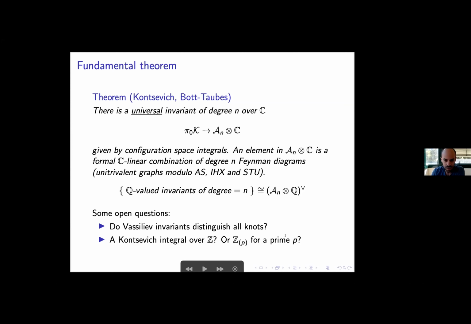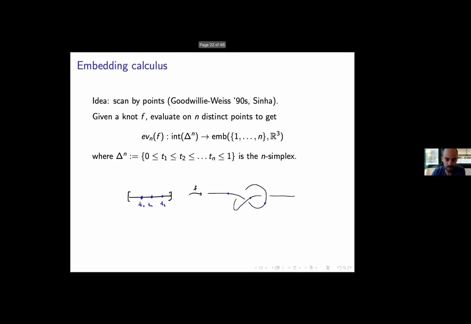Okay, so you would first need an integral, like a candidate integral, and you cannot do this using usual configuration space integrals. So I want to briefly tell you about a candidate for this, an approach for this, and that comes through embedding calculus. Very roughly, the idea is you want to scan your knot by points. This is part of a general theory, and I'm going to focus on the case of knots because that's sort of the simplest and the one that we understand a little bit better.